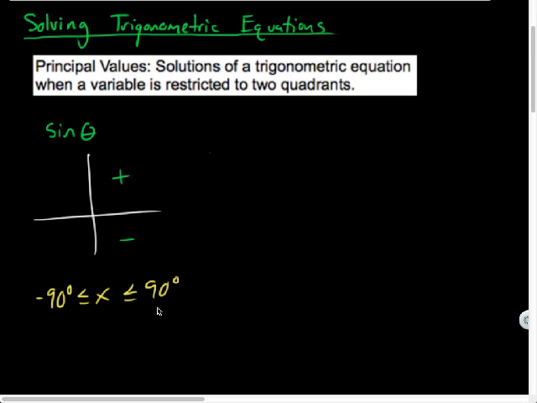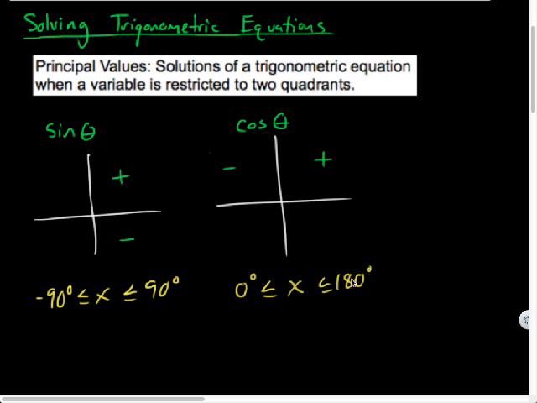So if I ask us to solve an equation for the principal values, I'm only looking for solutions within this range, even though there's perhaps another negative value or another positive value elsewhere. We're just considering these locations. Now cosine can't have the same principal values in those two quadrants, because cosine is positive in both of those quadrants, and that wouldn't be very helpful. So for cosine, they restrict to quadrants 1 and 2. Cosine has its principal values from 0 less than or equal to x less than or equal to 180 degrees.